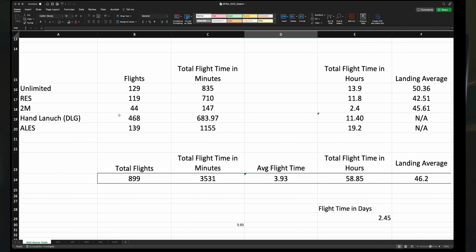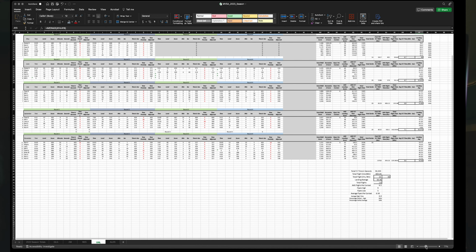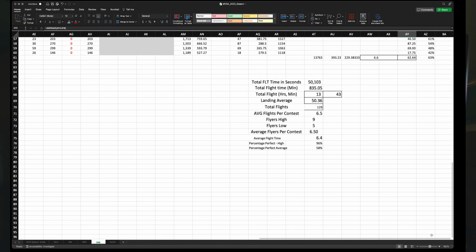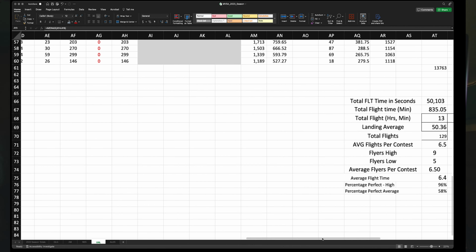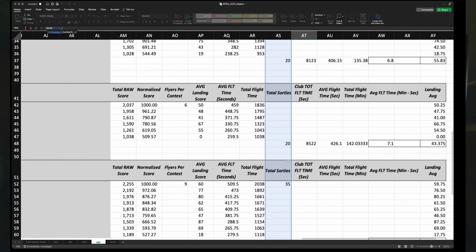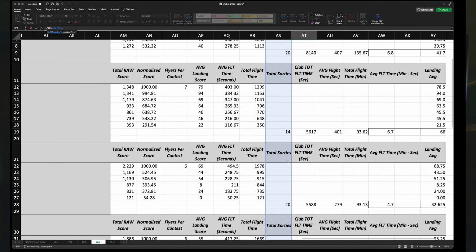One of them is, how many flights do we do for a particular class? So for unlimited, we took the page total of the number of flights. Here it is, 129 flights, which comes out of the total for, if you click on this, you can actually see it comes out of the total number of sorties for the entire season.